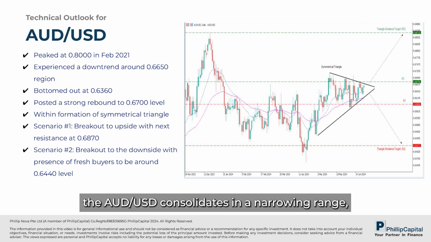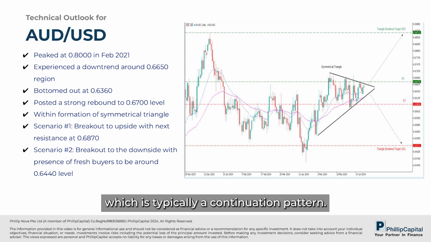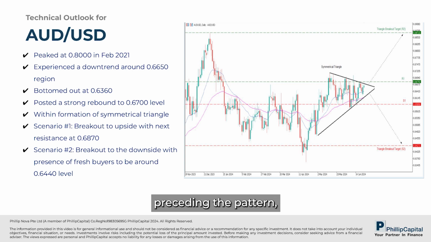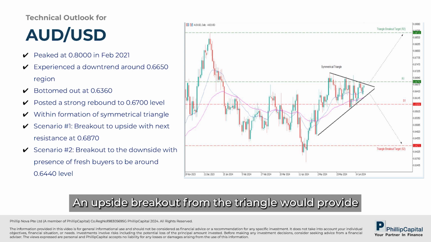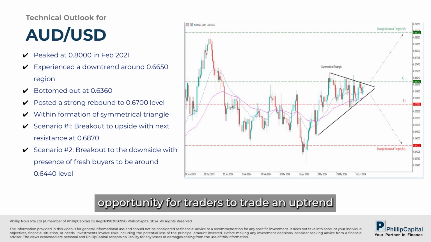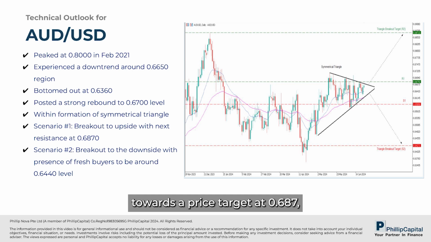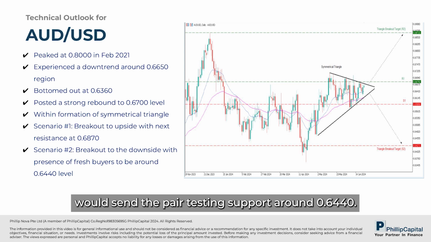Throughout May and June, the Aussie dollar consolidates in a narrowing range, forming a symmetrical triangle, which is typically a continuation pattern. However, as there isn't a strong bullish trend preceding the pattern, there isn't a clear directional bias. Despite the lack of clear direction at this point of recording, traders can await confirmation by a breakout in either direction. An upside breakout from the triangle would provide opportunities for traders to trade an uptrend towards the price target of 0.687, while a downside breakout would send the pair testing support at around 0.6440.